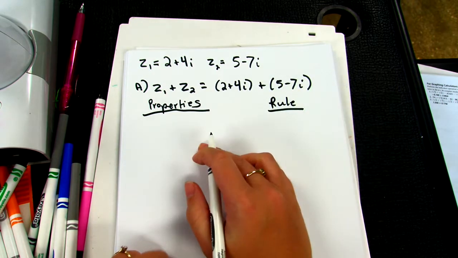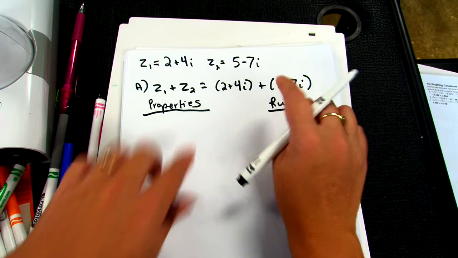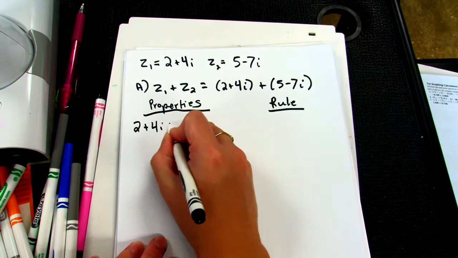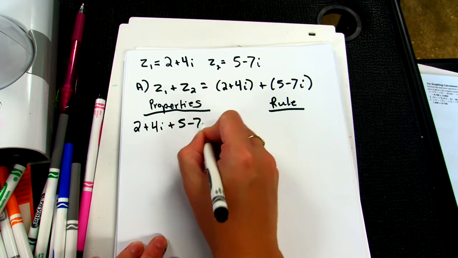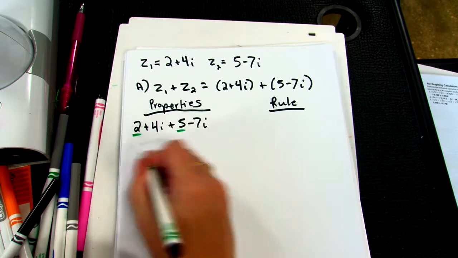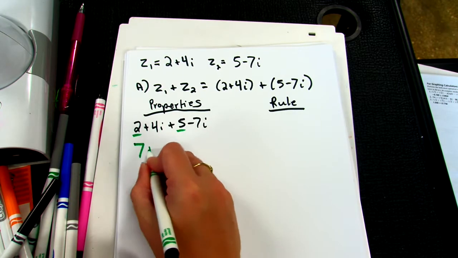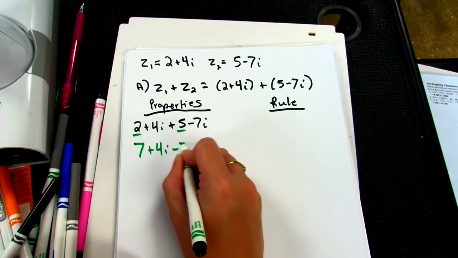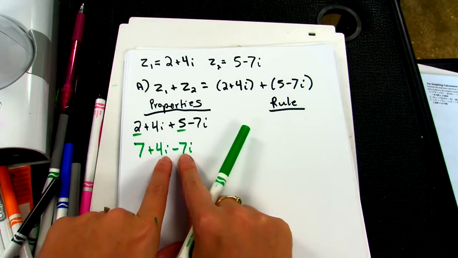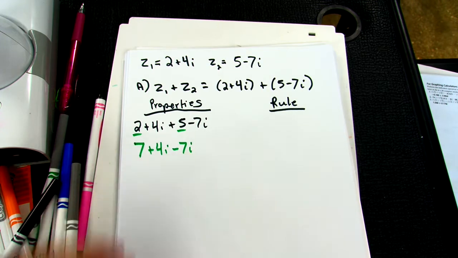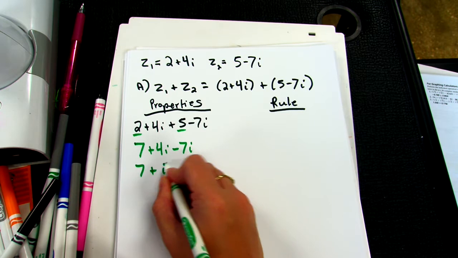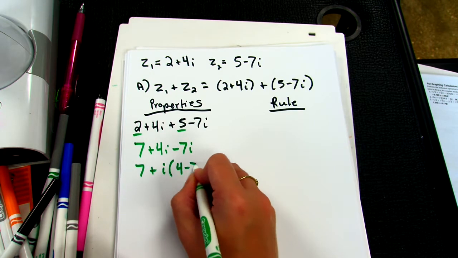Okay, using properties, I'm going to go ahead and drop the parentheses. So now I got 2 plus 4i plus 5 minus 7i. Then I'm going to combine like terms. So I've got 2 and 5, which is 7. So I've got 7 plus 4i minus 7i. Okay. Now I can factor out an i. So now I've got 7 plus i times (4 minus 7).